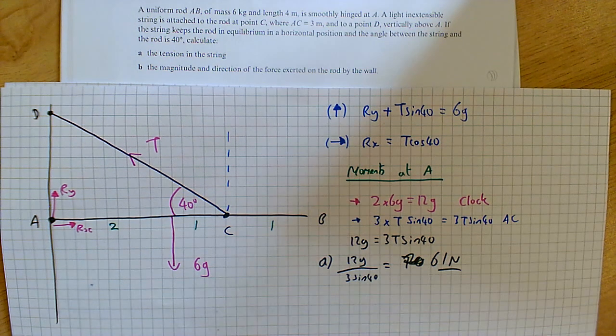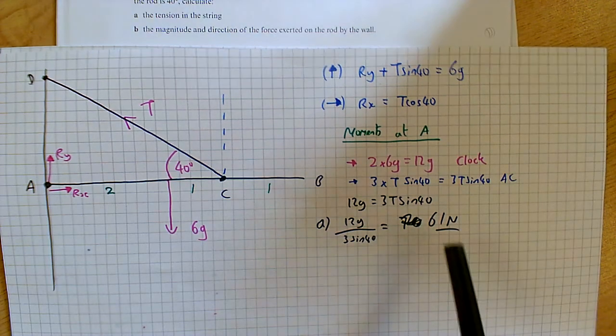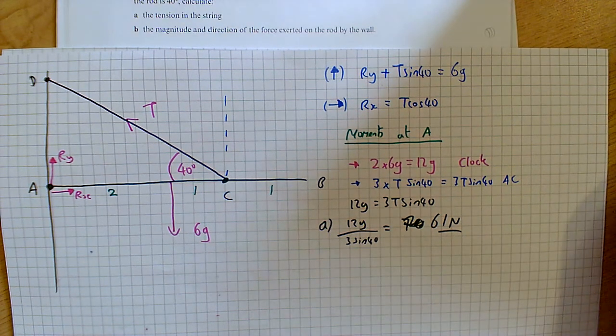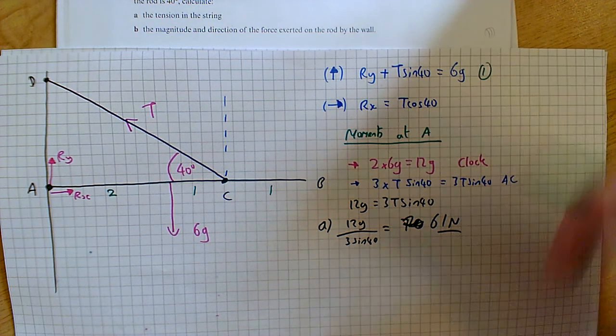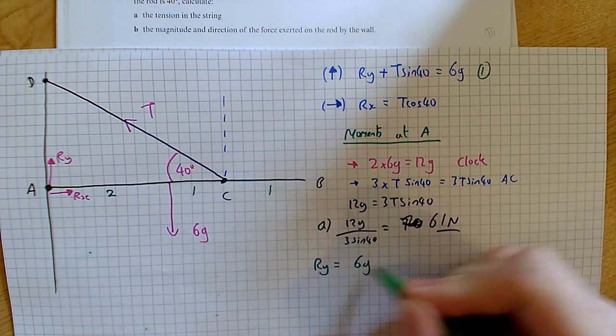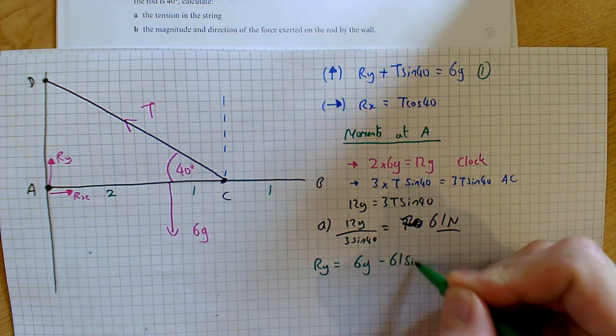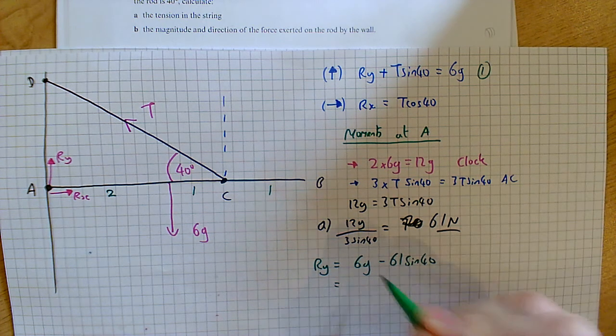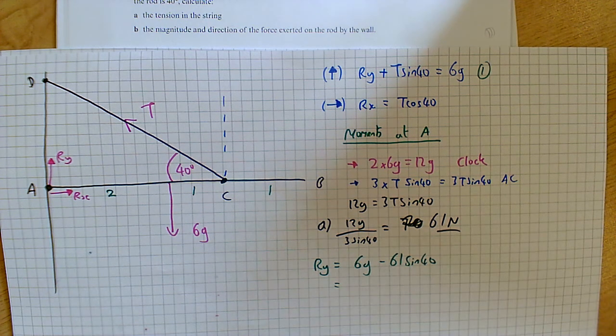and direction of the force exerted on the rod by the wall. So if I can get Rx and Ry, I can work out what the magnitude of that is and which direction it's acting in. So let's do that now. I've got the tension, so I just substitute into each of those. Let's do the first one. I've got that Ry equals 6g minus 61 sine 40. I'm going to use my full accuracy on my calculator there, because my 61 value isn't actually 61. That's rounded.